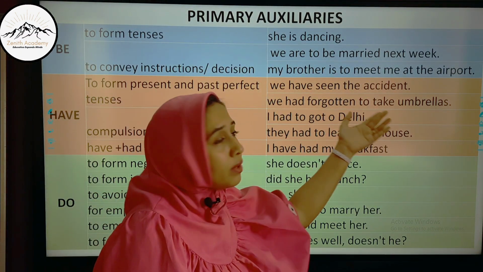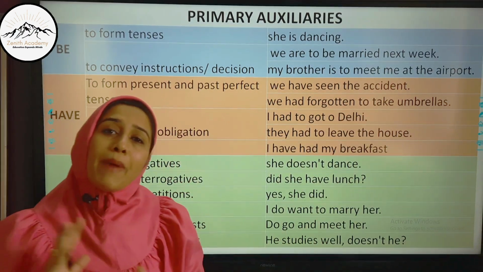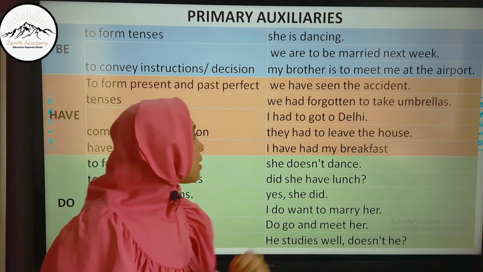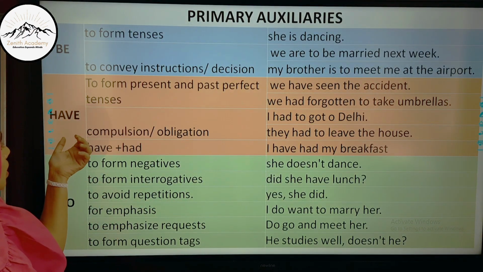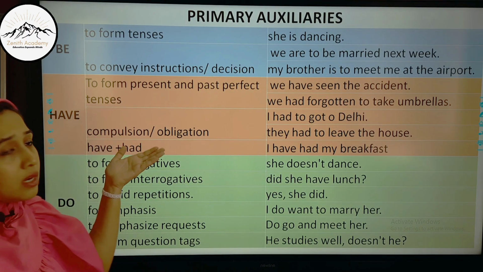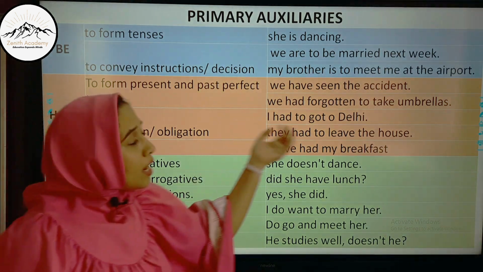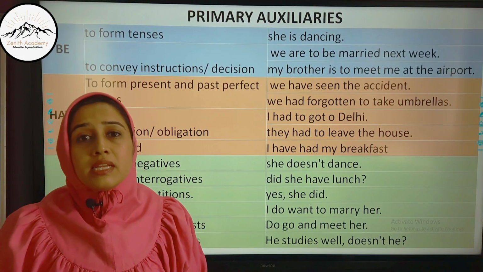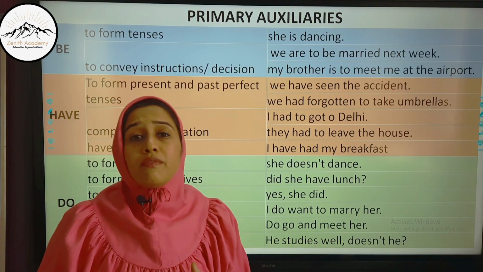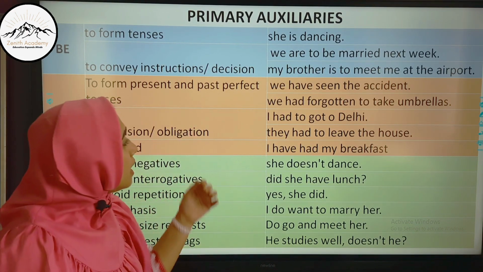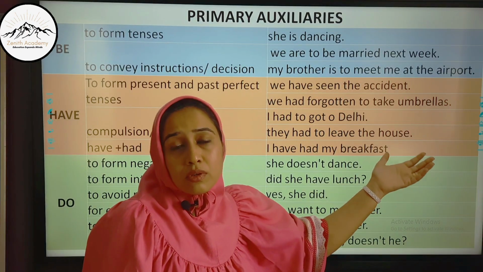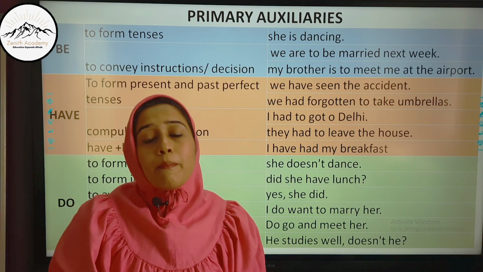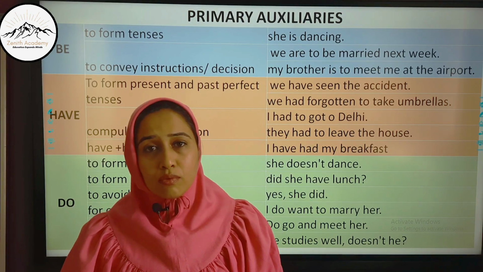We had forgotten to take the umbrellas. This is the past perfect tense where have becomes had. Have is used to show compulsion or obligation. I had to go to Delhi. I had, it is a kind of compulsory situation. There was a situation where I had to go to Delhi. They had to leave the house. This is a kind of situation created where it was compulsory for them to leave the house.